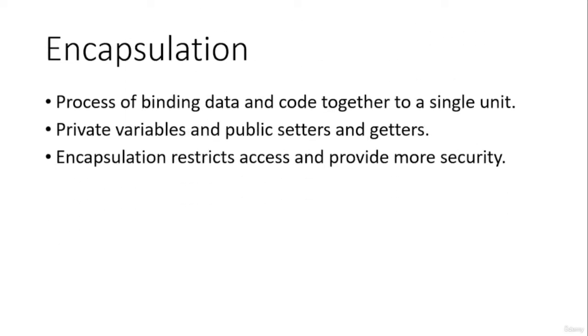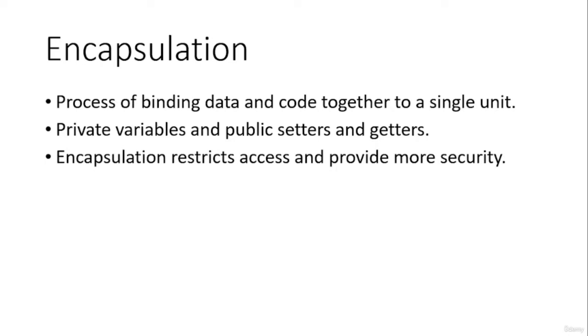So let us start. Encapsulation is the feature by which we bind code and data together to form a single unit. Code means methods, and data means variables. By using the encapsulation technique, we make a compact unit of both fields and methods, which restricts access and provides more security to our code. Encapsulation is achieved in Java by using private fields and public methods.